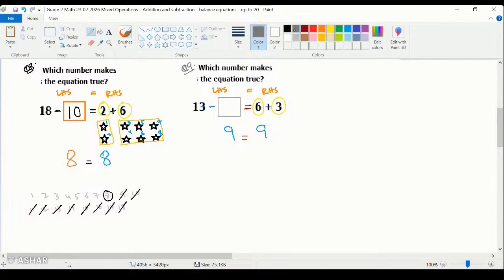What we can do is we can write the numbers 1, 2, 3, 4, 5, 6, 7, 8, 9, 10, 11, 12, 13. We need to go till 9. So how many numbers do we need to cancel out? We can say we need to remove 4 numbers. Perfect, Alicia. That means your answer is 13 minus 4 must be equal to 6 plus 3, and then both must be equal to 9. Thank you.